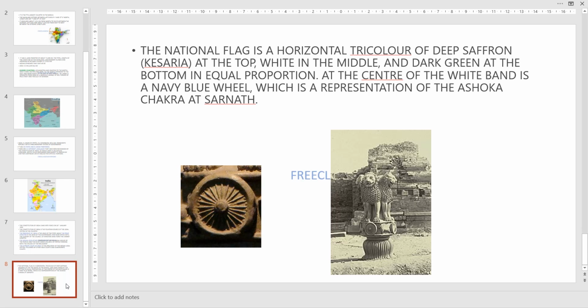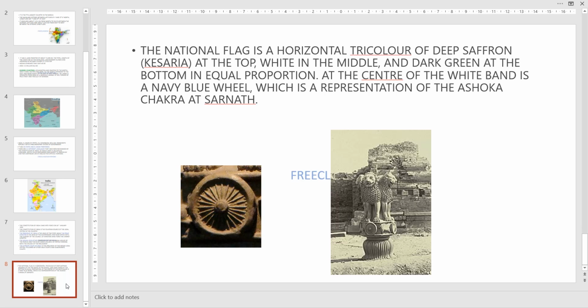If you talk about the national flag, it is horizontal in shape and it is tricolor. On the top we will be finding saffron color, Kesaria. In the middle, white color, and at the bottom, dark green color. All will be of equal proportion. All the three bands are of equal proportion. Like in the size, they will be the same.